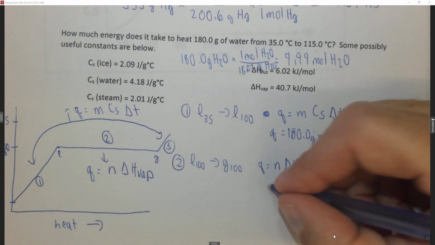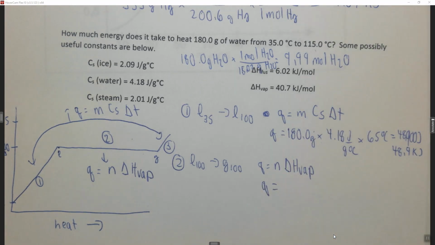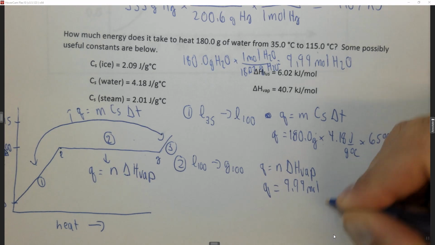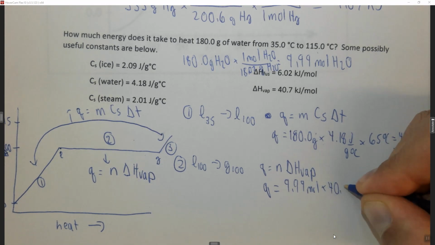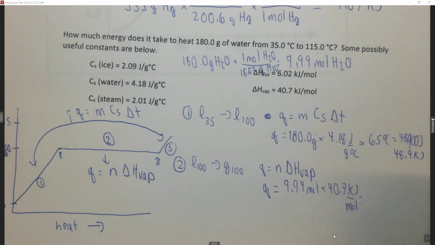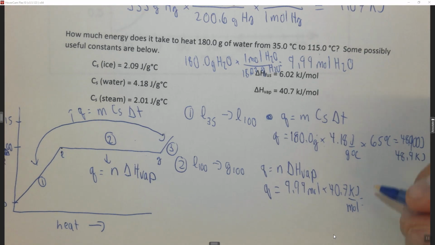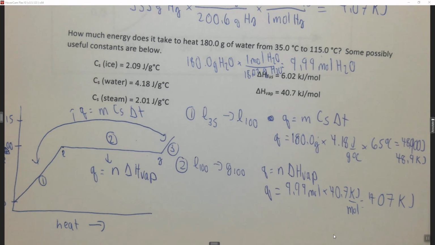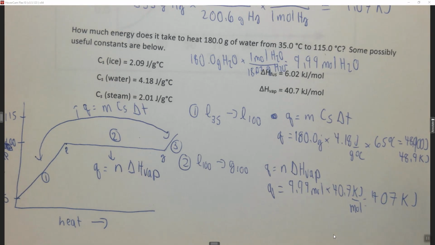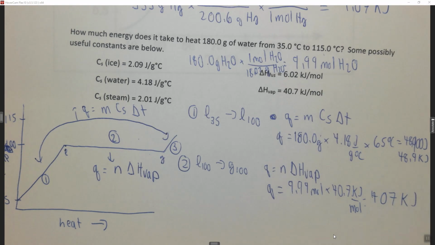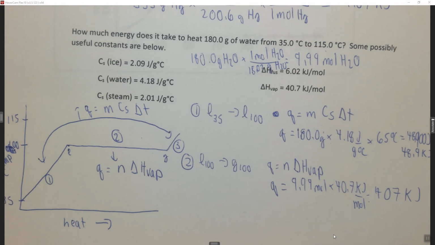So now we can plug in. Q equals 9.99 moles times 40.7 kilojoules per mole. And when you do that, you get 407 kilojoules to 3 sig figs. Note that this is, I don't know, 9 times as much as this one, okay, approximately. So 8 to 9 times as much as this one.